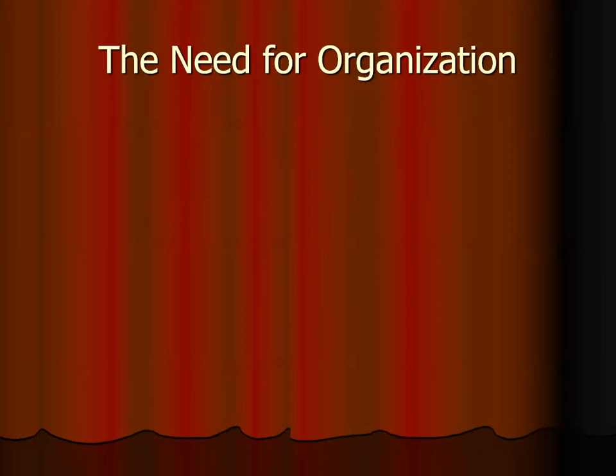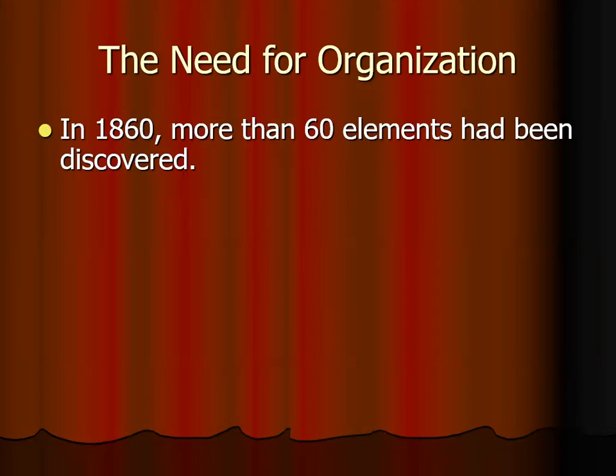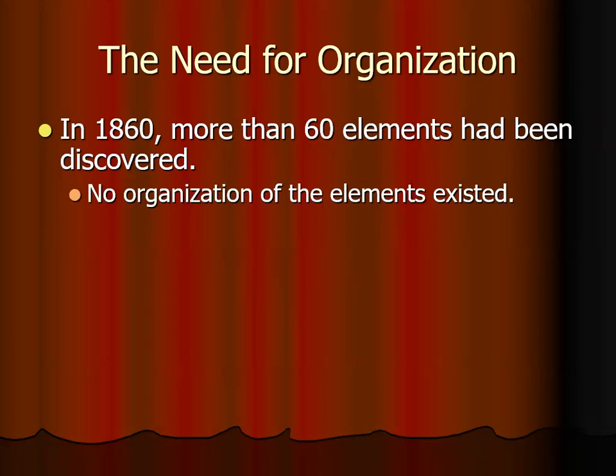Okay, so the need for organization. This is our periodic table. In 1860, there were more than 60 elements that had been discovered. At about this time, they were discovering approximately one new element per year. But there was no organization for these elements.